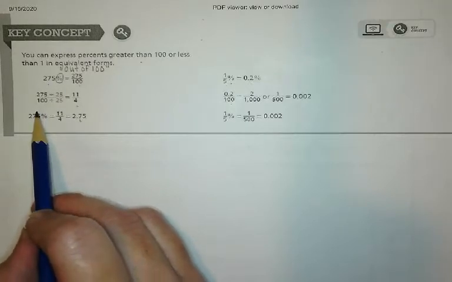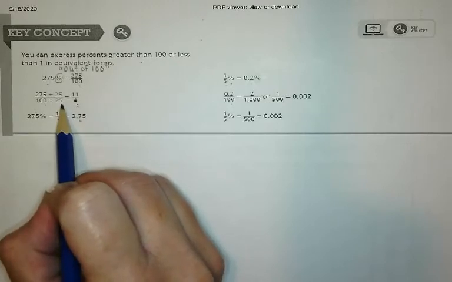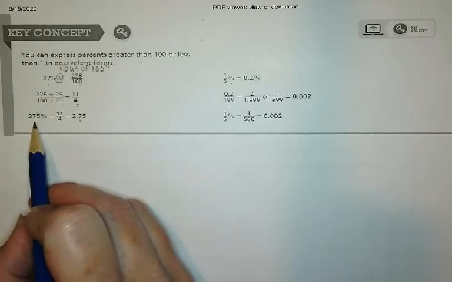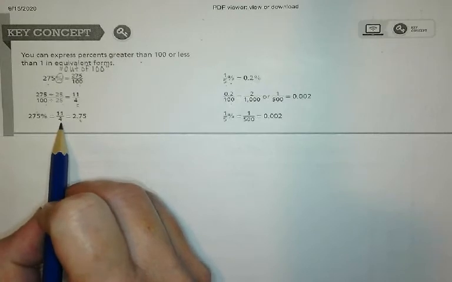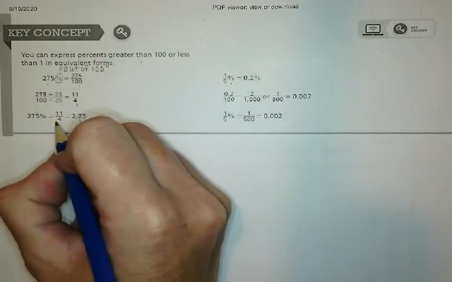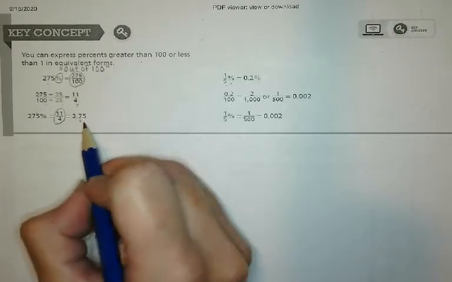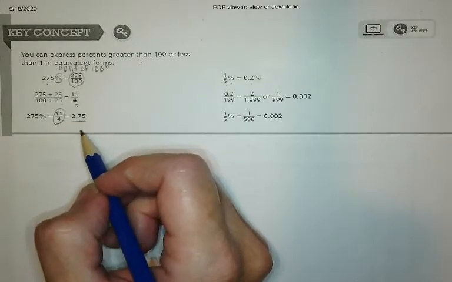275 over 100 can be and should be simplified to 11 over 4. And we do this by factoring out the GCF. The greatest common factor of both 275 and 100 is 25. Both can be divided by that number to simplify to the 11 fourths. So 275%, which we started with, written as a simplified fraction, is 11 over 4. And both 11 over 4 and 275 over 100 can simplify to the decimal 2.75.